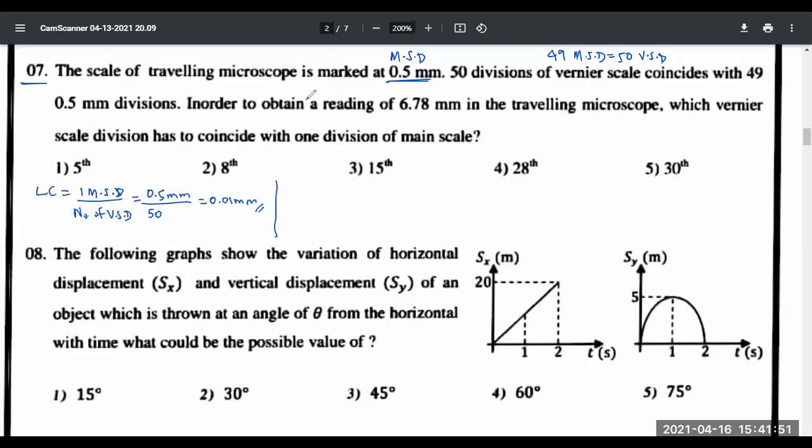Right. And then, in order to obtain a reading of 6.78 millimeter, let's try to draw that and get the answer. I'm going to draw the main scale divisions on top and vernier scale divisions on the bottom. This is the main scale, this is the vernier scale. Now, one main scale division is 0.5 millimeter. 6.78 means you will have the 6 millimeter mark, and then you will have the 6.5 millimeter mark.